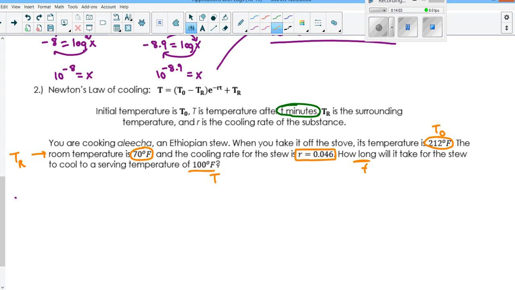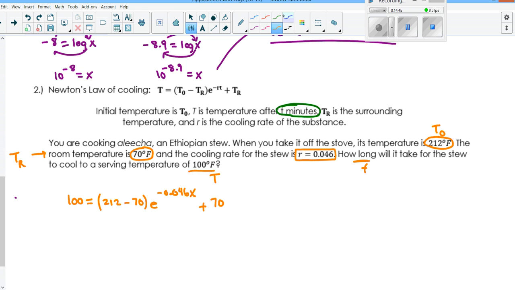Okay, so now we're going to fill in. T is 100, so I'm going to say 100 equals, and then T sub 0, which is 212, minus the room temperature, which is 70, times e. And be very careful here. It's very easy to notice this negative r and just think that it's this r. But it's actually negative 0.046. And then times my time, so I'm just going to say x. And then plus that same room temperature, which was 70.